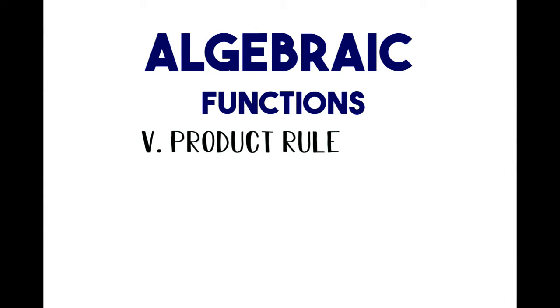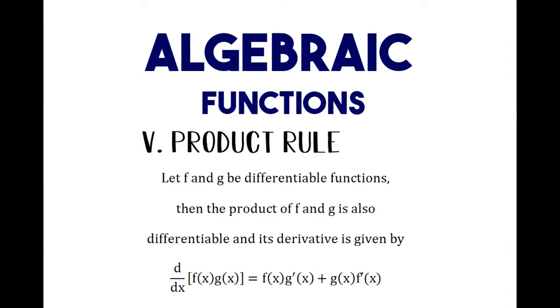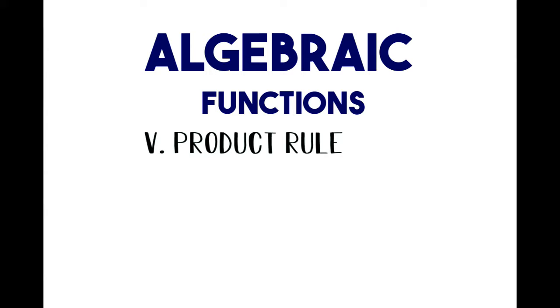The product rule. Let f and g be differentiable functions, then the product of f and g is also differentiable, and its derivative is given by f of x times g prime of x plus g of x times f prime of x. So, dito sa product rule, meron tayong example na the quantity of x squared minus 3x times the quantity of 2x cubed plus 4. Siyempre, gagamitin natin yung formula ng product rule, which is f of x times the derivative of g of x plus g of x times the derivative of f of x.